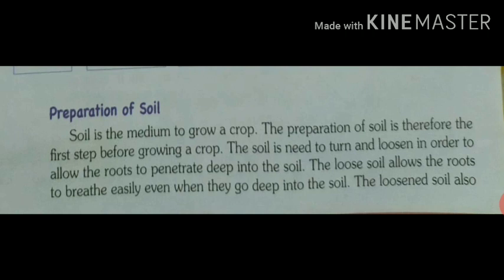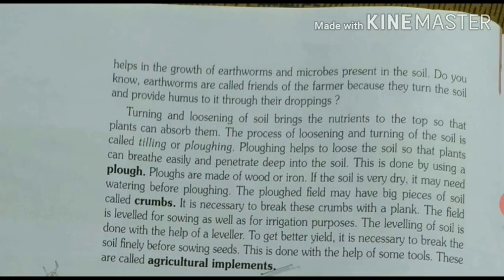Soil is the medium to grow a crop. The preparation of soil is therefore the first step before growing a crop. The soil needs to be turned and loosened in order to allow the roots to penetrate deep into the soil. The loose soil allows the roots to breathe easily when they go deep into the soil. The loosened soil also helps in growth of earthworms and microbes present in the soil. Do you know earthworms are called friends of the farmer because they turn the soil and provide humus to it through their droppings. So preparation of soil is a very important step.